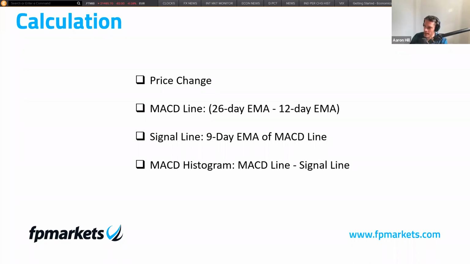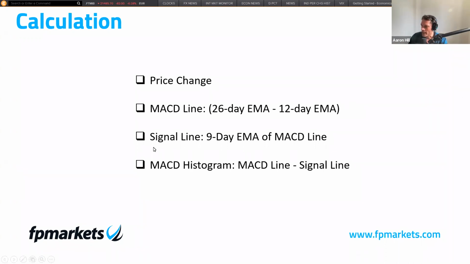So the MACD line, again, is the most important for me. The MACD line is quite simply the 26-day EMA minus the 12-day EMA, and that gives you a dynamic line that you'll see fluctuates, oscillates between above and below a 0 line.